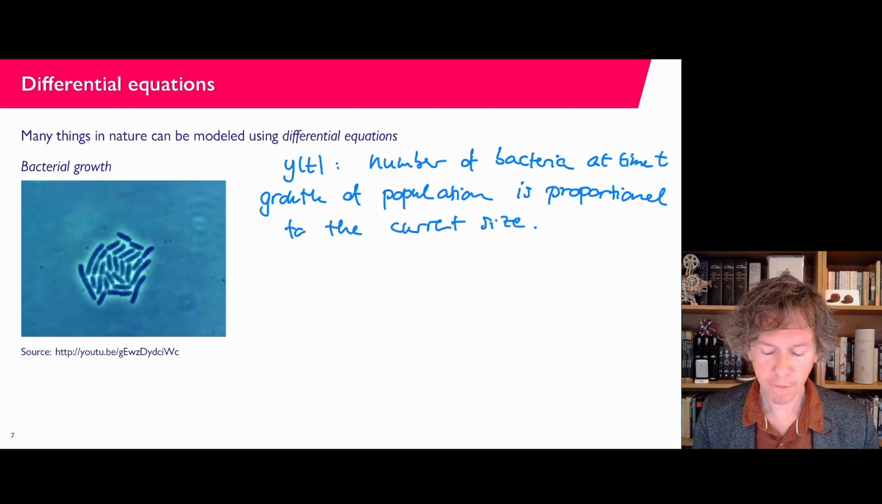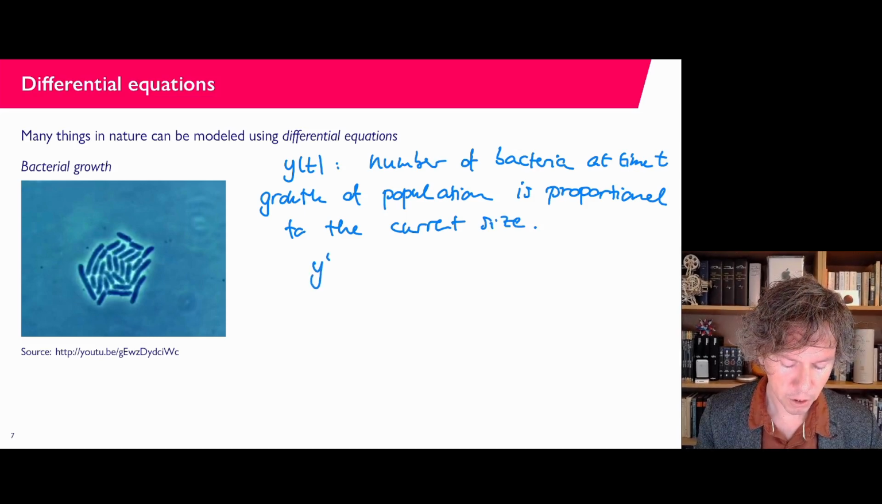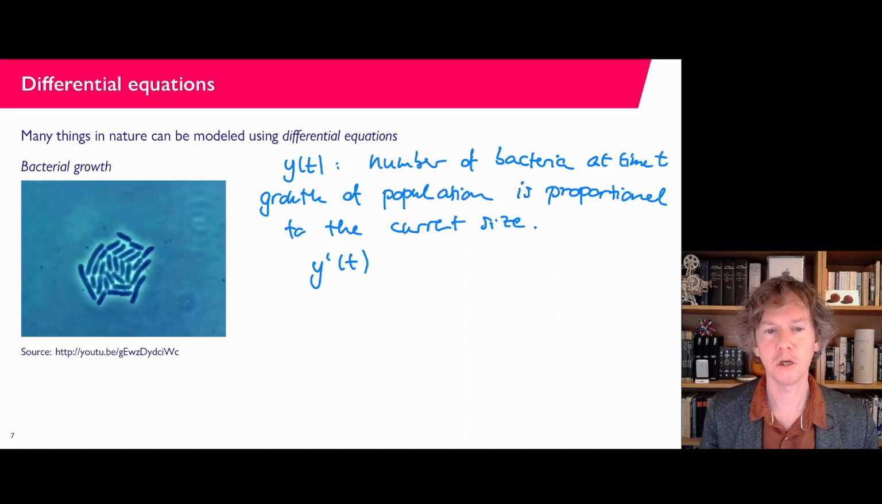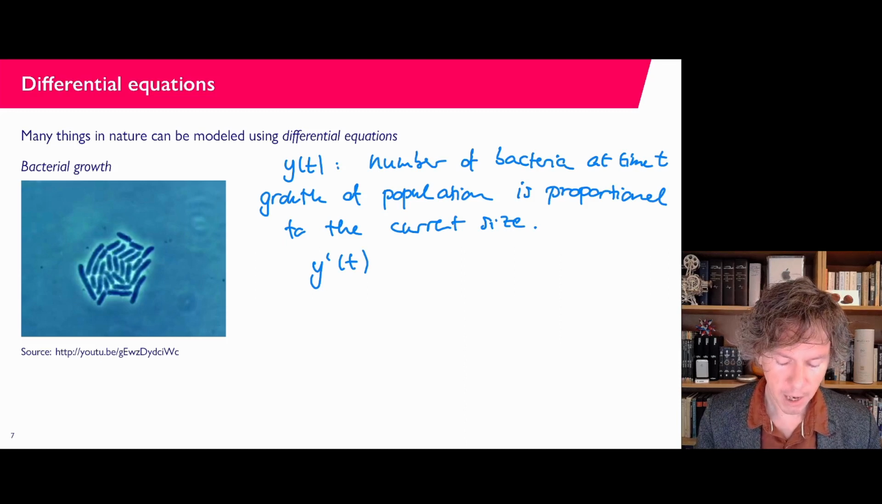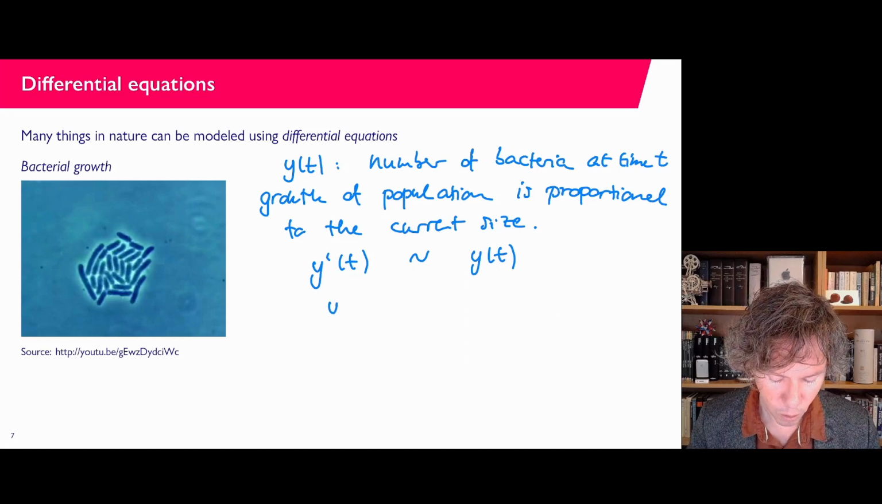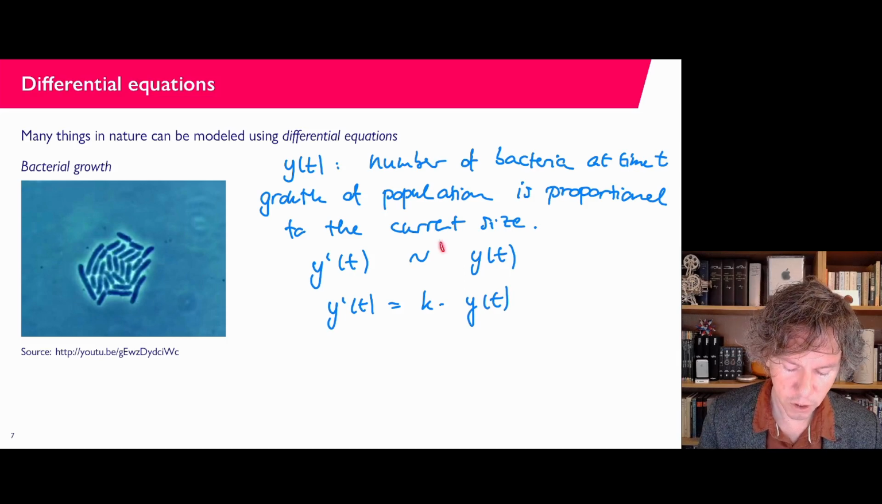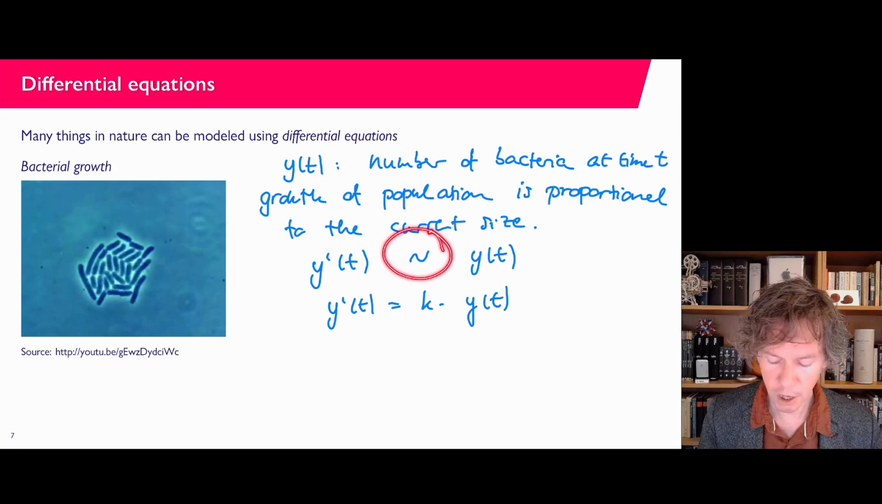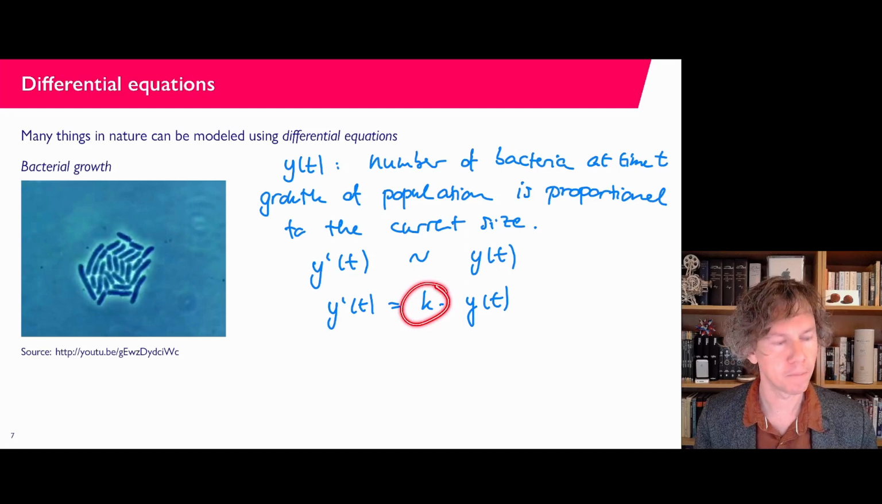So the way we can write that mathematically is the growth of the population, that is going to be y prime of t, that is the rate of change of the population size. And apparently that is proportional to the current size, and the current size is y of t. So what does that mean? Is proportional? It means that if y of t is twice as much, then y prime of t is also going to be twice as much. So in general, it means that y prime of t is some constant times y of t. So that is what this notation here is proportional to. It means that there is a constant in between them.